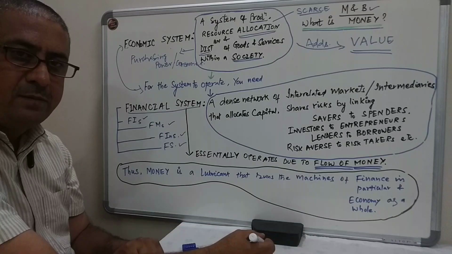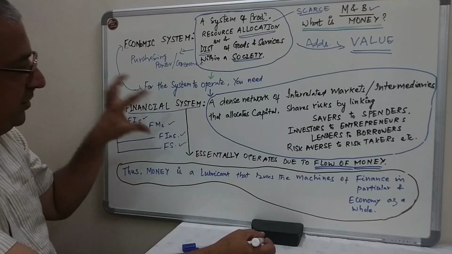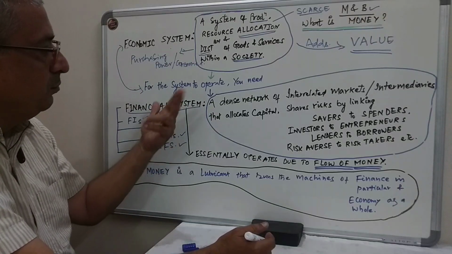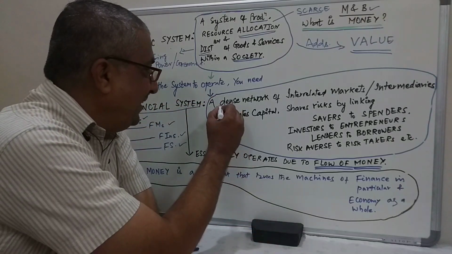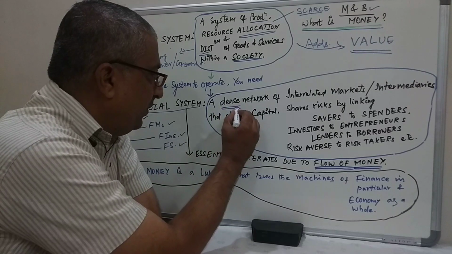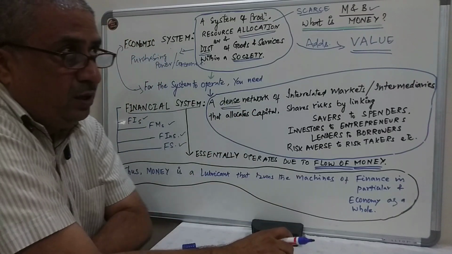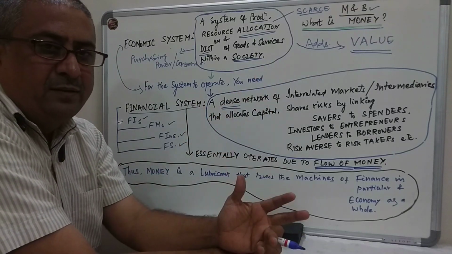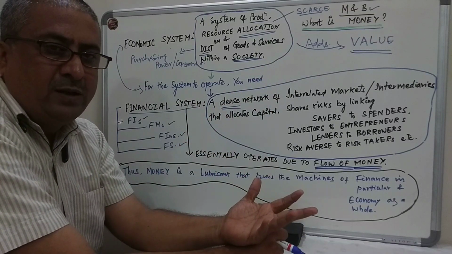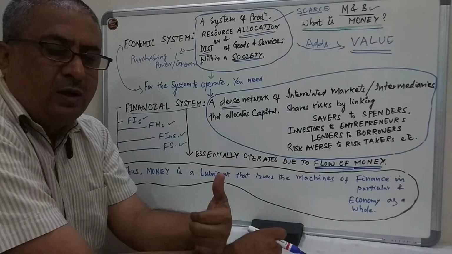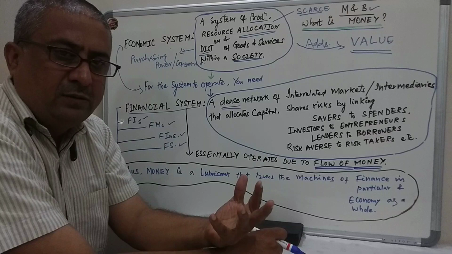Intermediaries, banks. So you need a system. What is that system? Financial system. What does it state? A dense network is more important. It's not like, okay, you want money, you go to a bank, you tell the manager that you want money, he gives you money, and you come back.